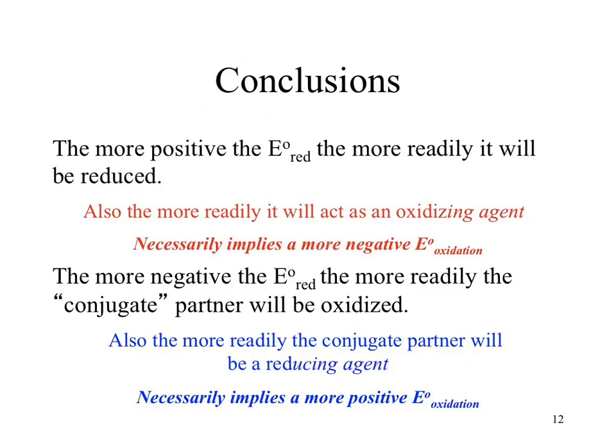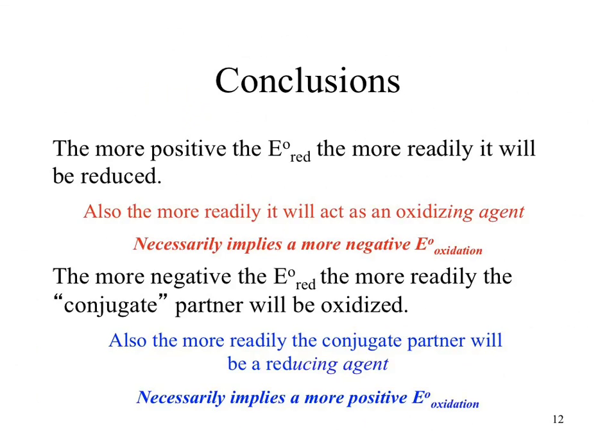So some conclusions that we can pull from reduction potentials. The more positive our reduction potential, the more likely it is to be reduced. And since everything we look at is provided as a reduction potential, that's going to be helpful to analyze. That means the more readily it will act as an oxidizing agent. Why? The easier it is to reduce, the more likely it's going to take electrons from something else or cause something else to be oxidized. So it's a really good oxidizing agent.